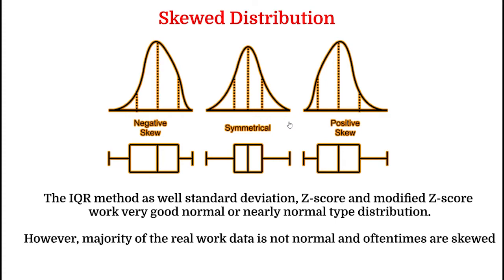This means the data can have a tail on the higher side or the lower side of the distribution. These skewed distributions are shown here, and the corresponding box plots are also shown. You can see that for symmetrical data, the median, the Q2, is right here in the middle. But for positively skewed and negatively skewed data, the median is not at the center. It is shifted towards the tail. That's why the IQR will be different when we compare the skewed and symmetrical distributions.